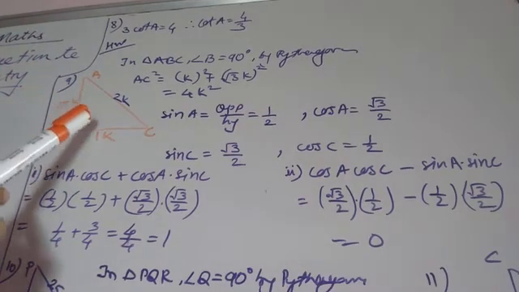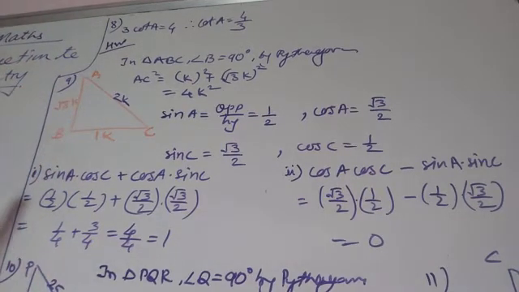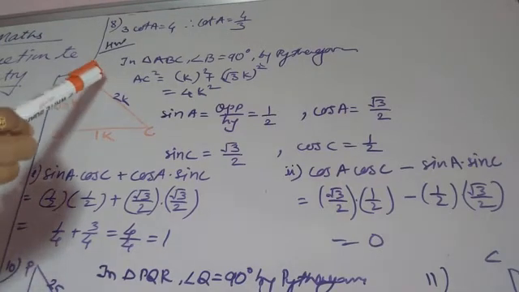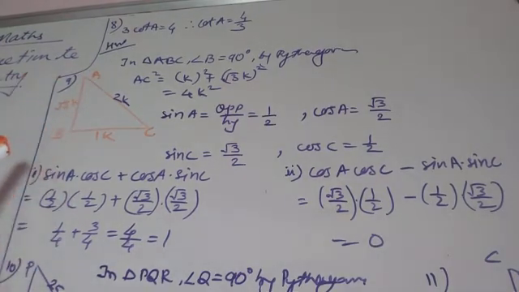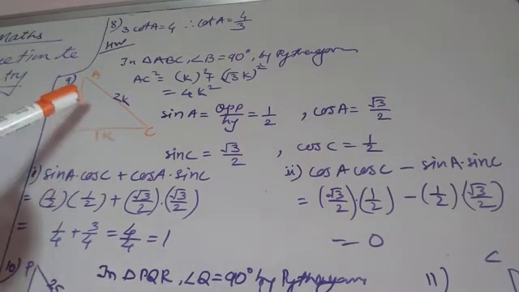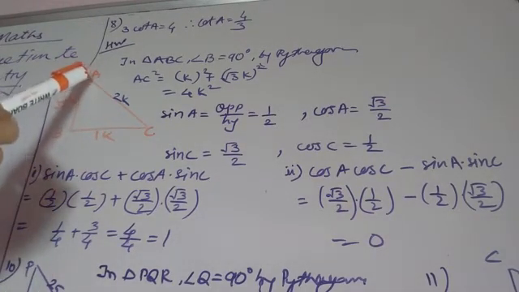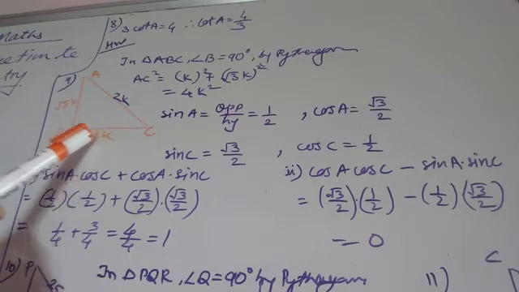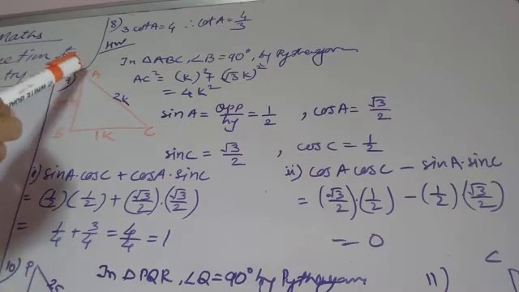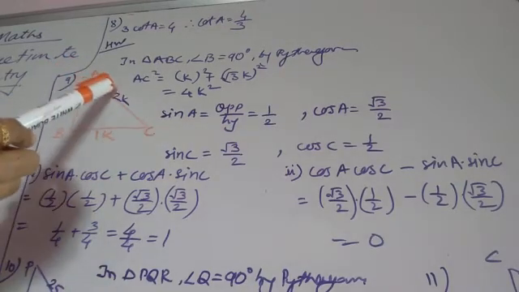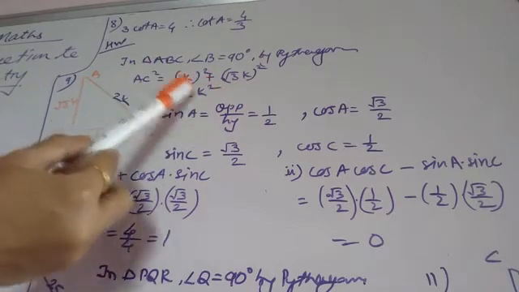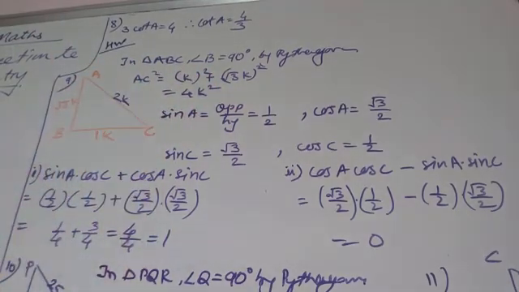Now in the 9th question, in a right angle triangle, tan A is already given to us. Tan A is given as 1 by root 3. Tan means opposite to the adjacent. This is the angle A, so this will be opposite. We have taken 1k and adjacent we have taken root 3k. So by Pythagoras we got AC is equal to 2k. AC square is 4k square, so AC will be equal to 2k.